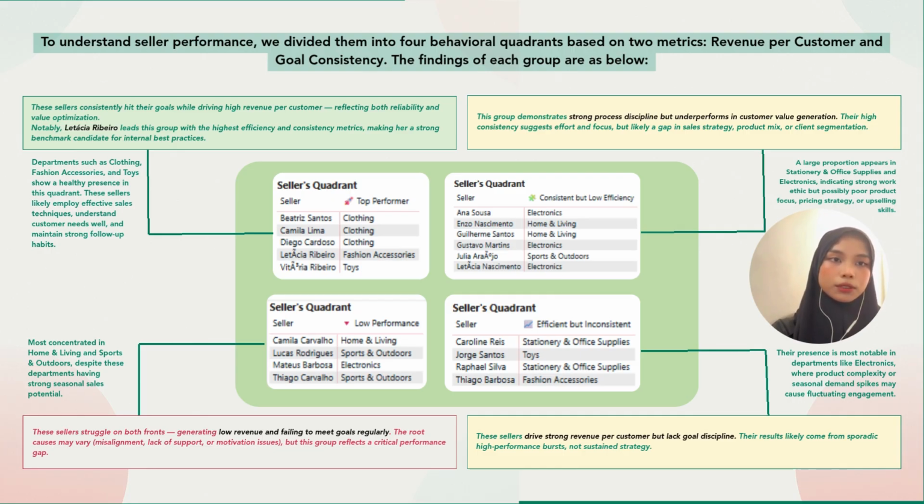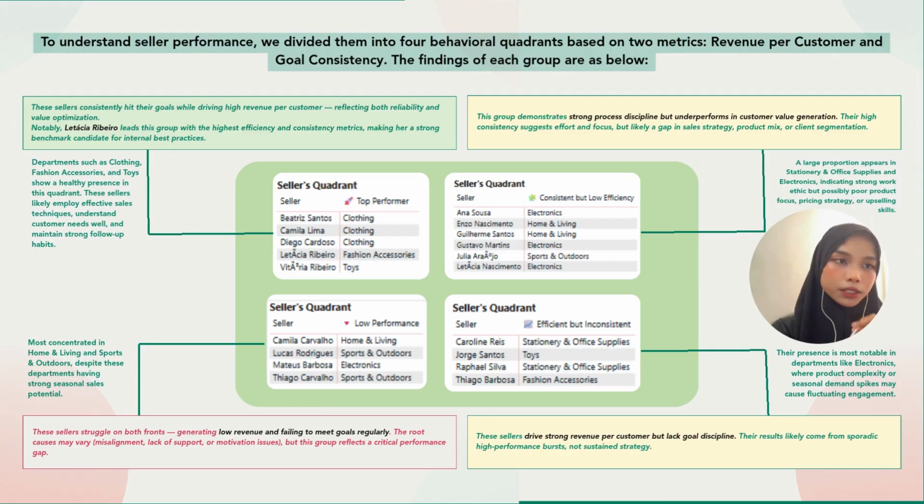Let's take a closer look at how we categorize seller performance behaviorally by dividing them into 4 strategic quadrants based on 2 core metrics, which are revenue per customer, indicating efficiency, and goal consistency, which reflects reliability in meeting targets. First, we start with the top performer quadrant. Sellers in this group consistently meet or exceed their goals while generating high revenue per customer. This quadrant is essentially the gold standard.